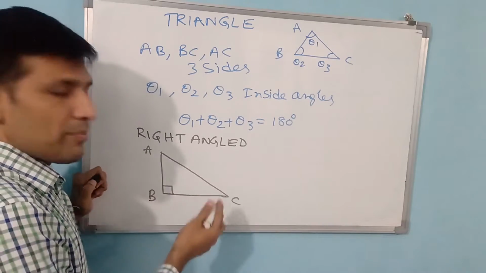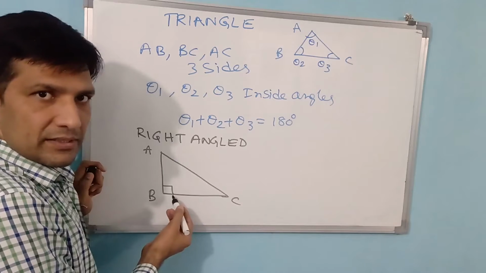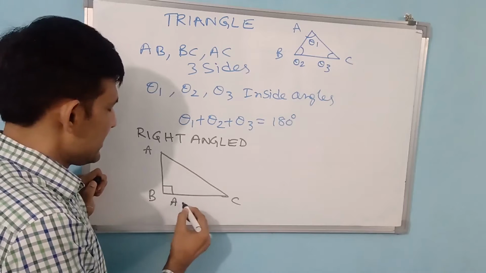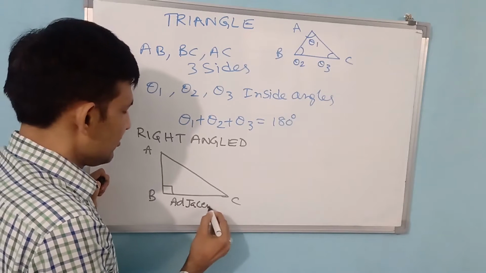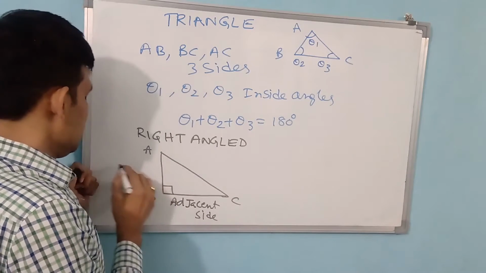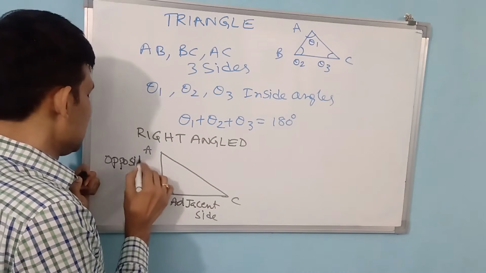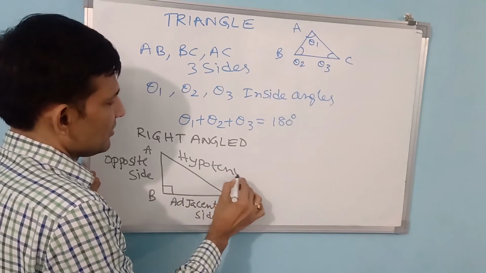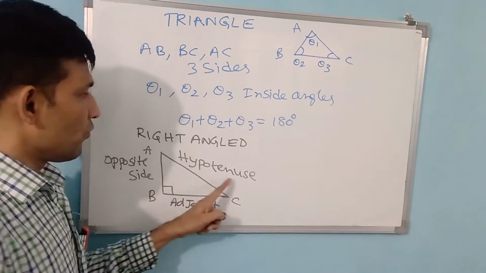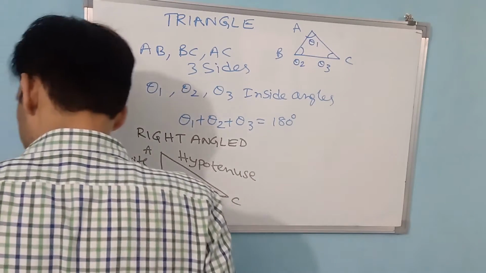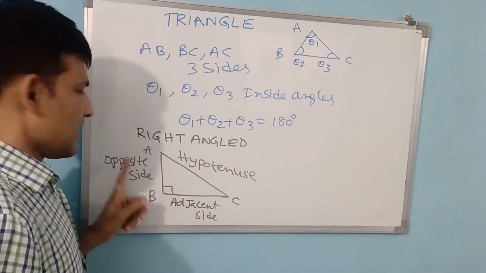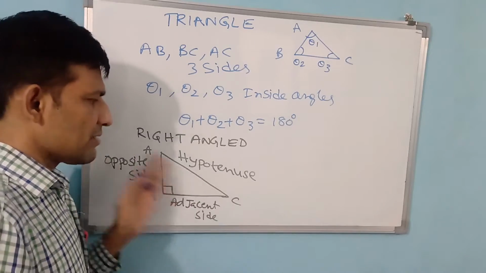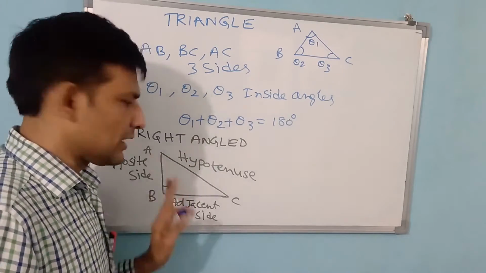We see what the properties of a right angle triangle are. One property is the 90 degree inside angle. This base you can call the adjacent side. This is called the opposite side. This is called the hypotenuse. Okay. Base, height, adjacent side, opposite side. Hypotenuse you don't have anything. Sometimes people call it diagonal, but that is not correct. You call it hypotenuse only.